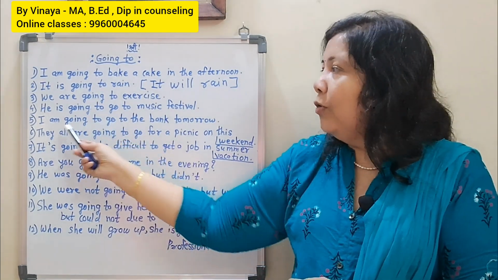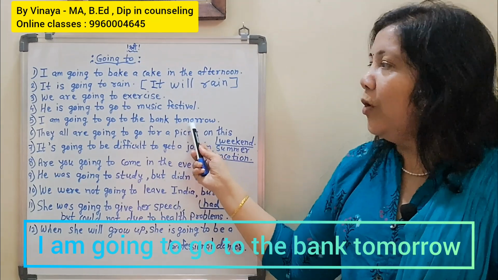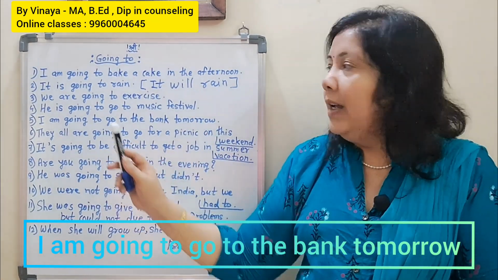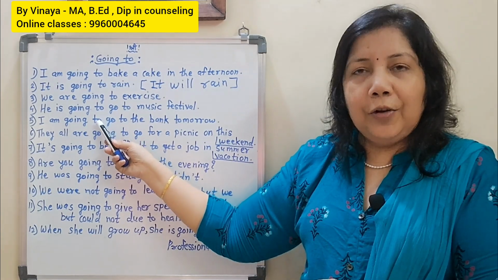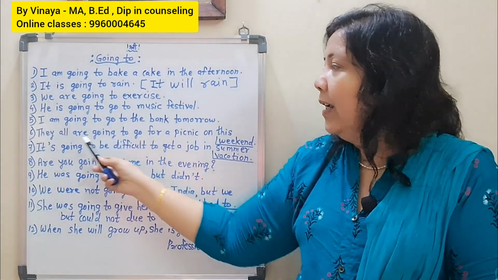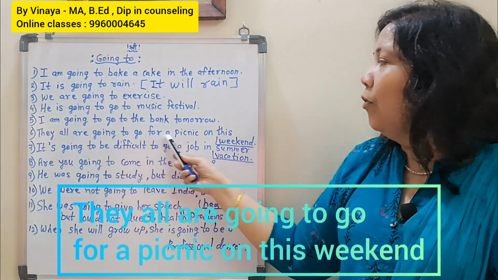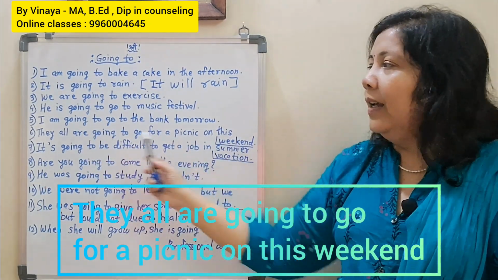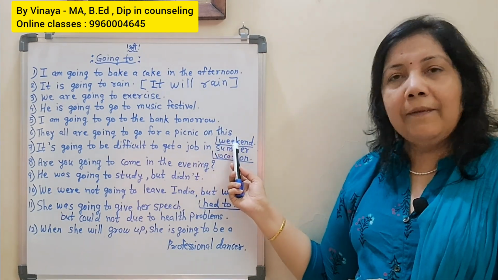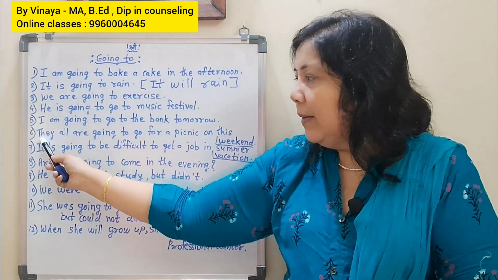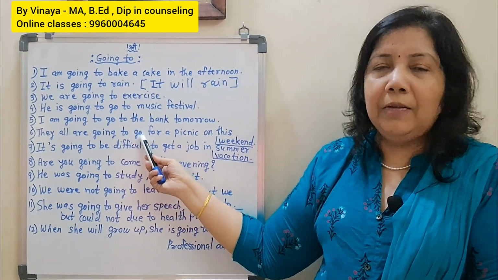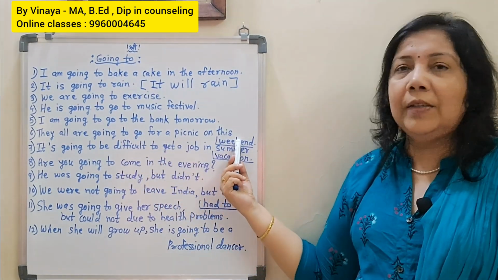Same way next also, I am going to go to the bank tomorrow. Tomorrow, so in future I am going to go to the bank. Again, I am going to is the construction, go is the main verb. Next also in the same way, they all are going to go for a picnic on this weekend. They all is the subject, are going to is the construction, go is the main verb, and for a picnic on this weekend is the next part.